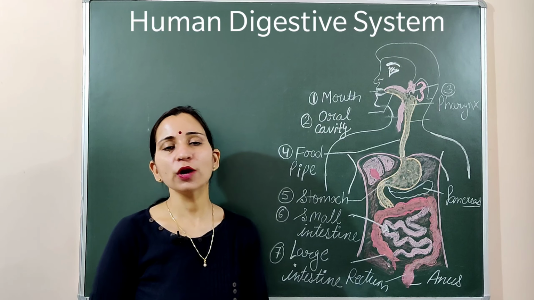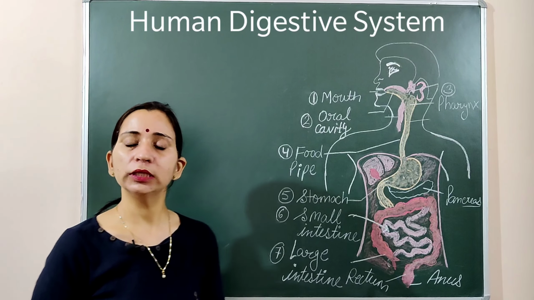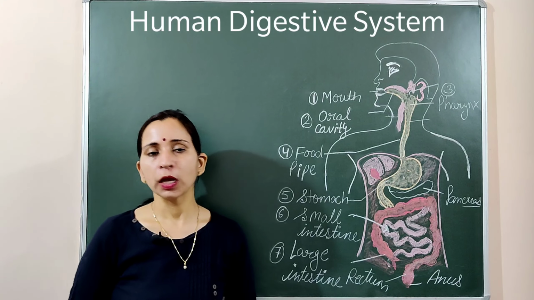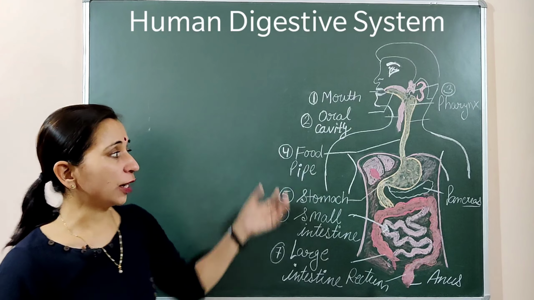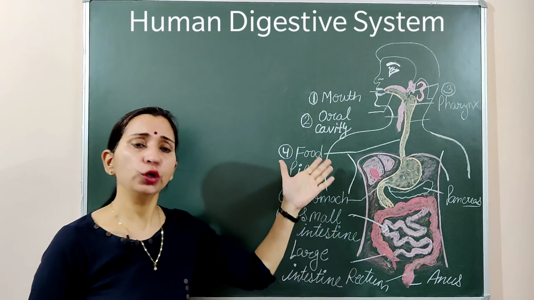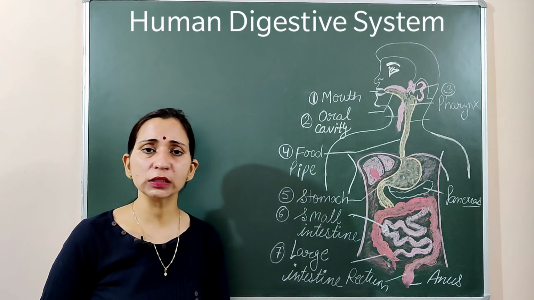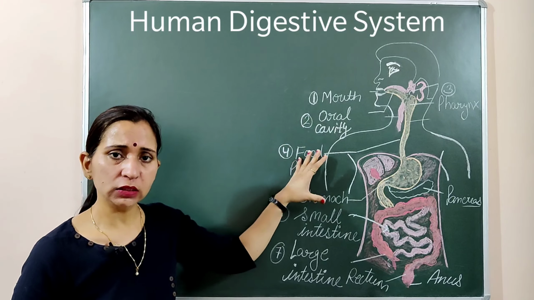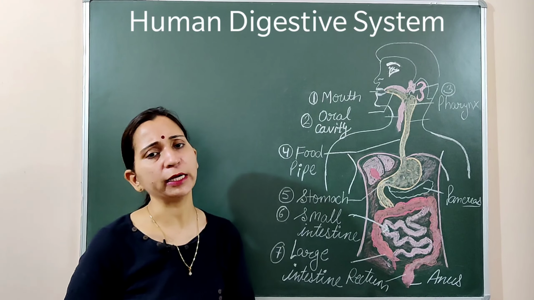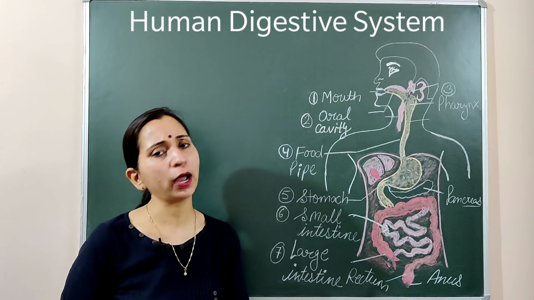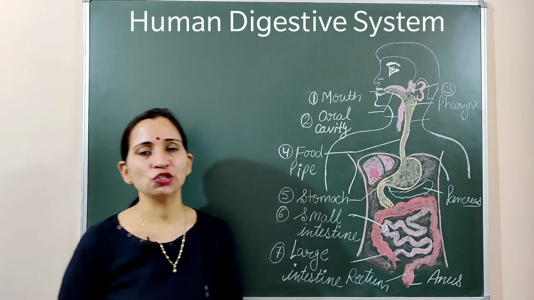Students, today we are going to start our new chapter, Digestion and Absorption. So let's start our chapter on digestion. Now in this chapter we are going to discuss the human digestive system. As you can see, the diagram of the human digestive system is drawn here, and we will try to understand the complete digestive system, its structure and functioning. So let's start our chapter.